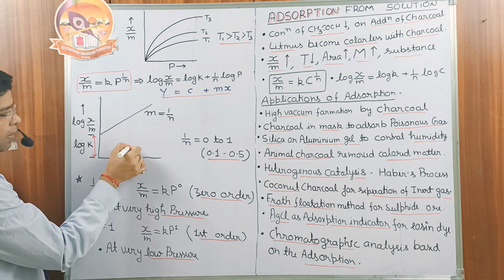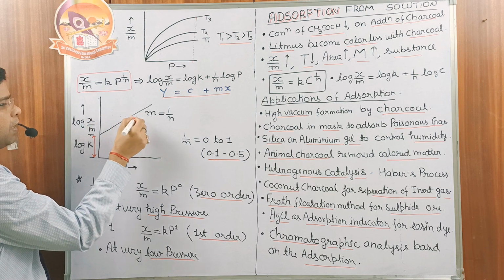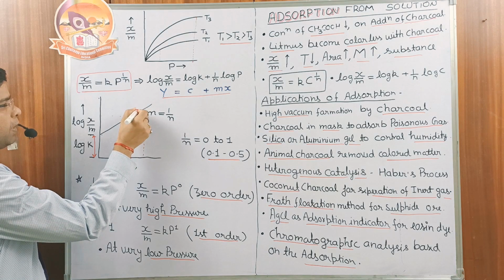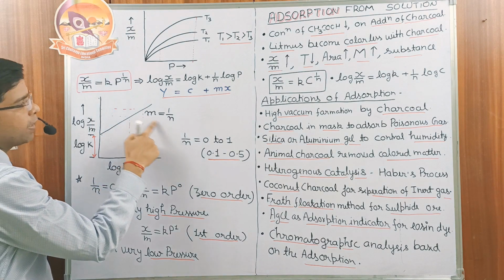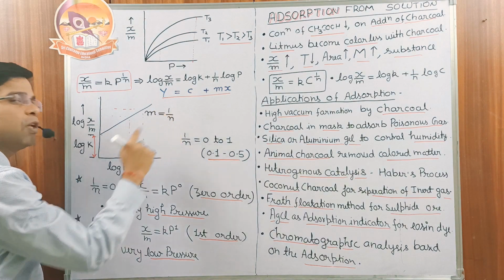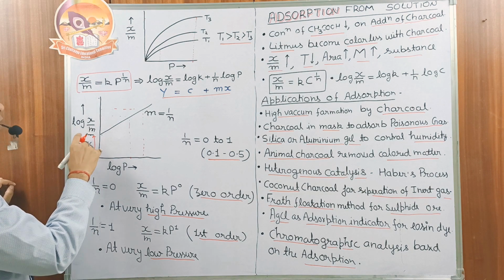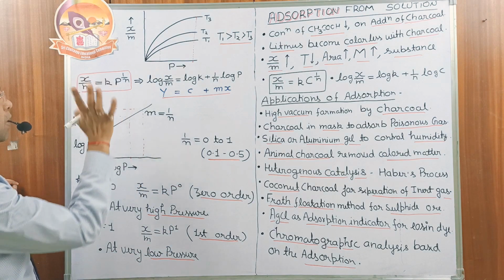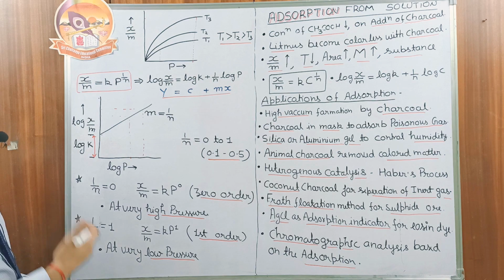experimentally at different pressures, and we can note down the value of x by m at the different pressures. So by taking the different readings, we can calculate the slope experimentally, and the slope is the value of 1 upon n, and we can also calculate the value of log k. Log k, after taking the anti-log, provides the value of k. So k and 1 upon n can be calculated experimentally.